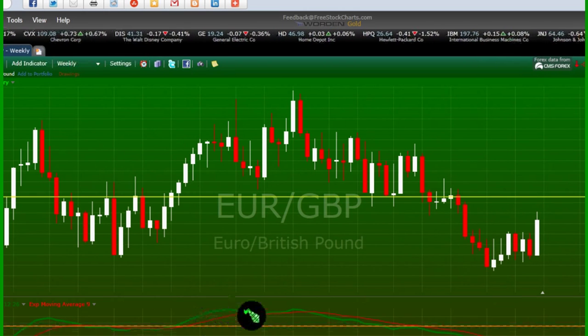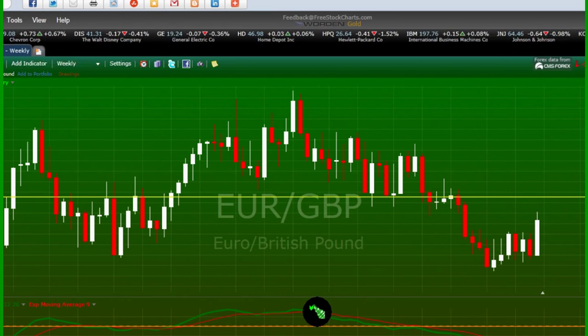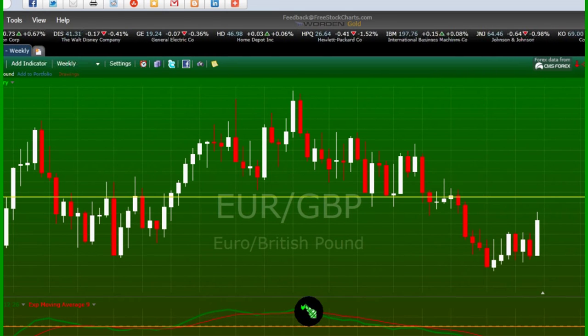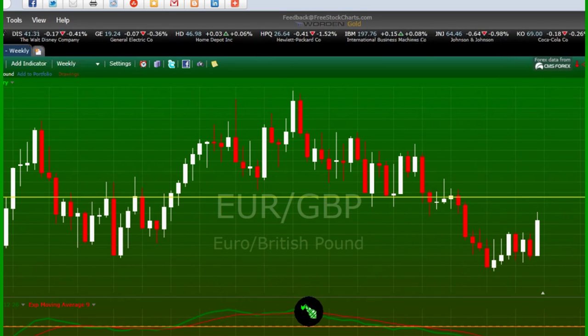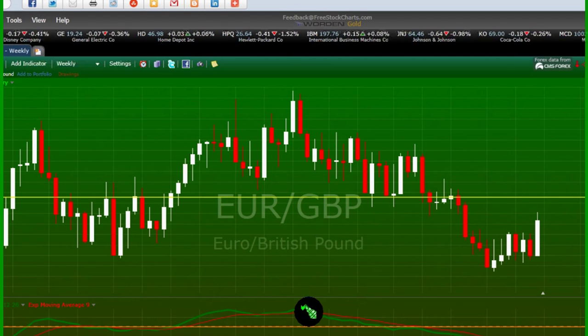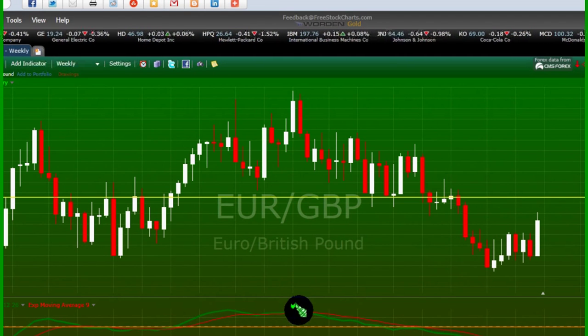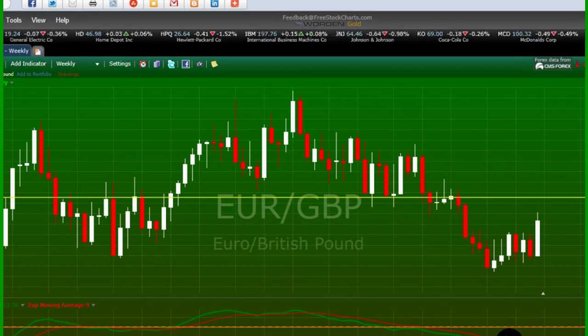So the signal line of MACD, which is the red line here, is the exponential moving average 9 of MACD itself. In fact, it's like the exponential moving average 9 of the exponential moving average 12. Some traders may disagree, but it's MACD itself, the green line here. And the red line is the MACD signal line.